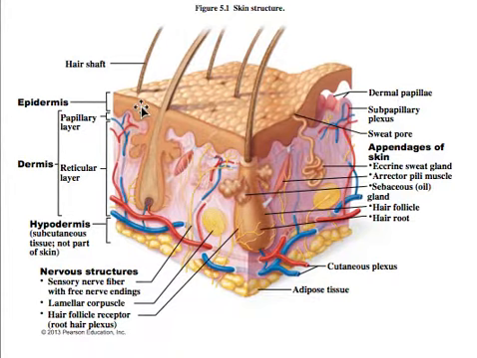The papillary layer is much more pronounced in areas like the palms of the hand and the soles of the feet. And in these areas, these invaginations are called dermal ridges. And these will increase your friction and enhance your grip. Perhaps you can derive what dermal ridges are.